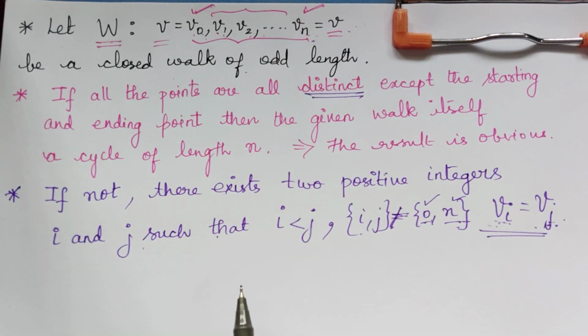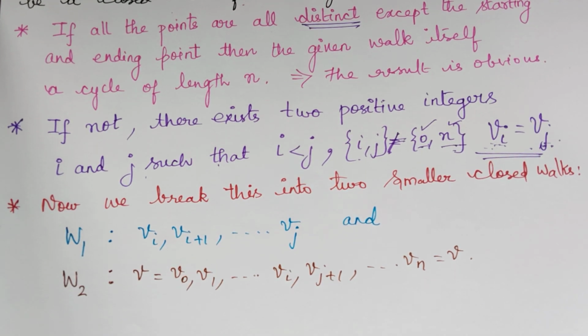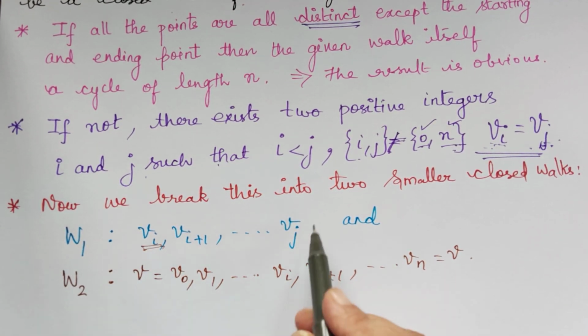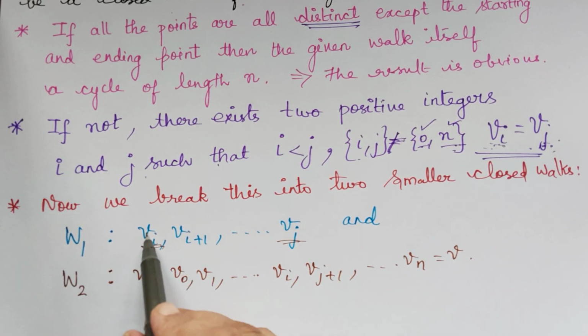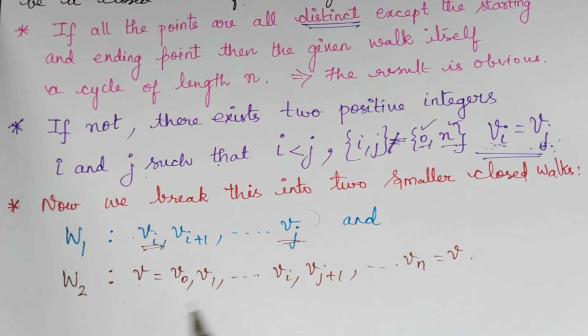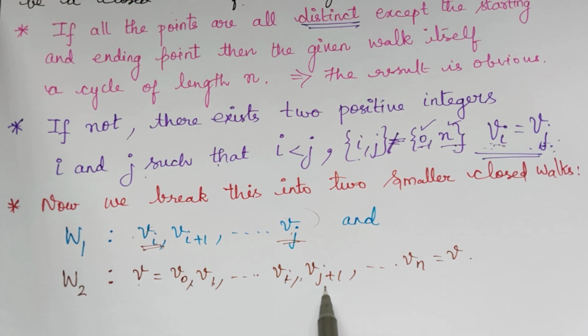So let us do that. These are the two walks. That is, Vi is equal to Vj we have taken, which itself forms a cycle, and another walk is V0, V1, etc. Now Vi is equal to Vj, so we don't repeat it again. Then we start with Vj plus 1, etc. up to Vn. So this is the walk, and this is the cycle contained in this walk.